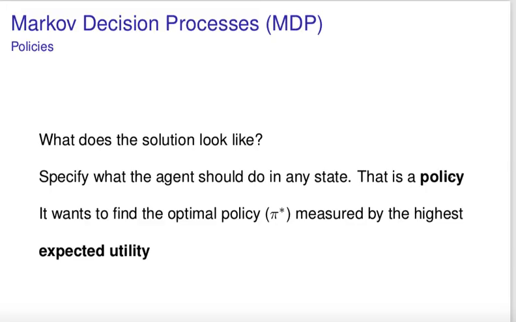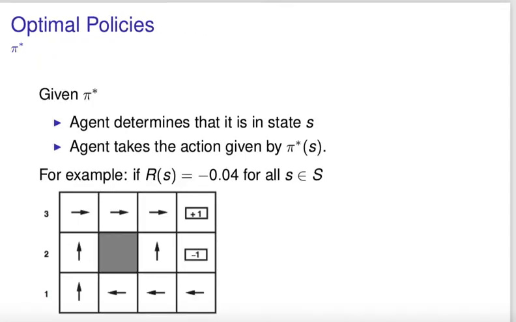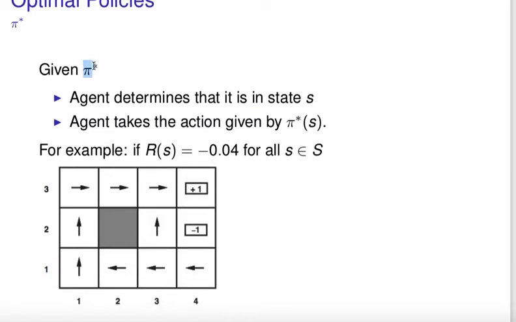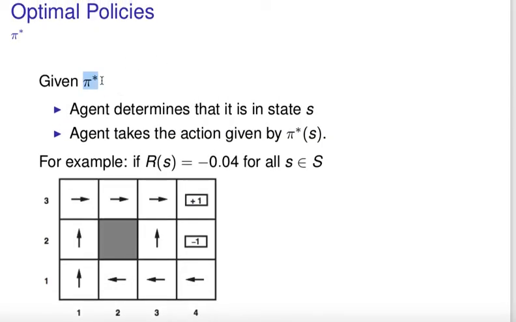So let's look at a little problem with the optimal policies. So given the optimal policy, right? Given the optimal policy, this is a result of a Markov decision process. We're going to see how to compute it later. But given maximum policies, the agent determines that it is in a given state S, and then the agent takes the action given by the policy from state S. For example, if the reward in here is -0.04 for all of the states except for these two, right? And this because it's a wall.